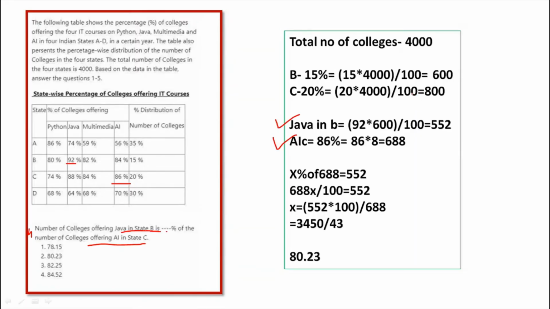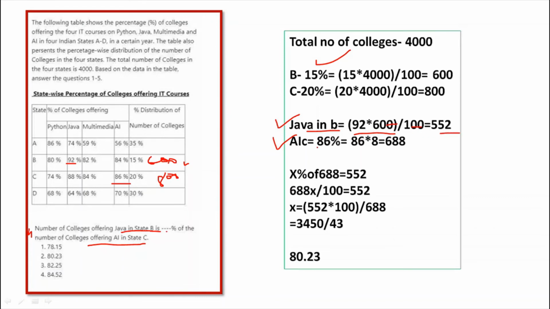So here we have 600 colleges in state B, that is 15% of 4000. And in state C we have 800 colleges. 92% of this 600 is Java in state B. So 92% of 600, the 0s cancelled, we are left with 92 into 6, which becomes 552.